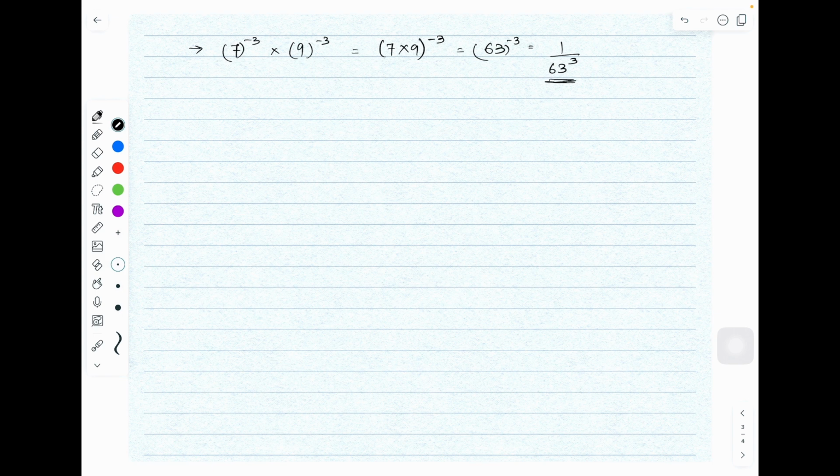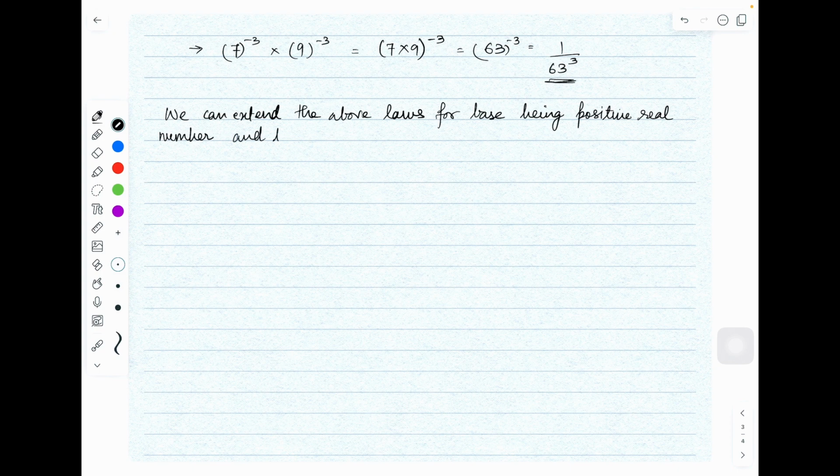Okay. Now what we can do is we can extend the above laws. We can extend the above laws for bases, let me write it properly. For base being positive, base being positive real number, and the exponent rational numbers.